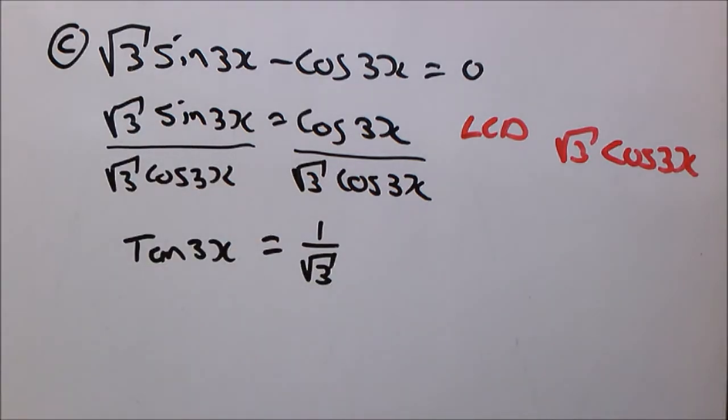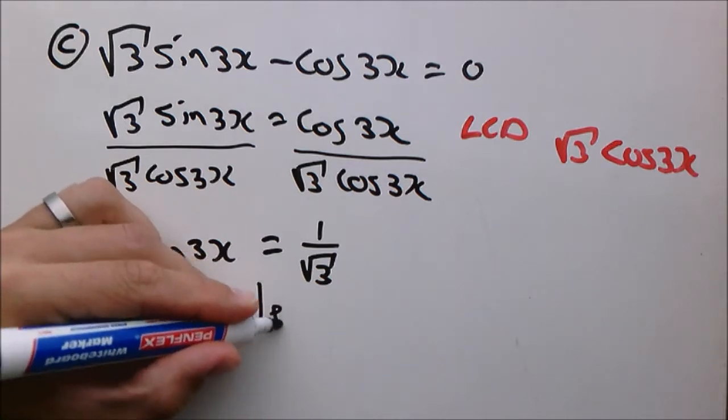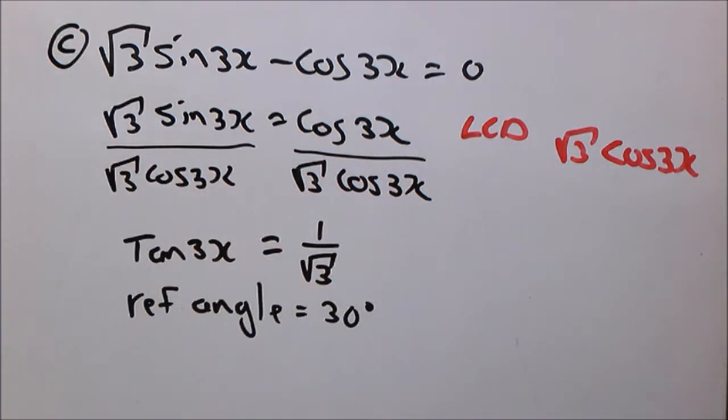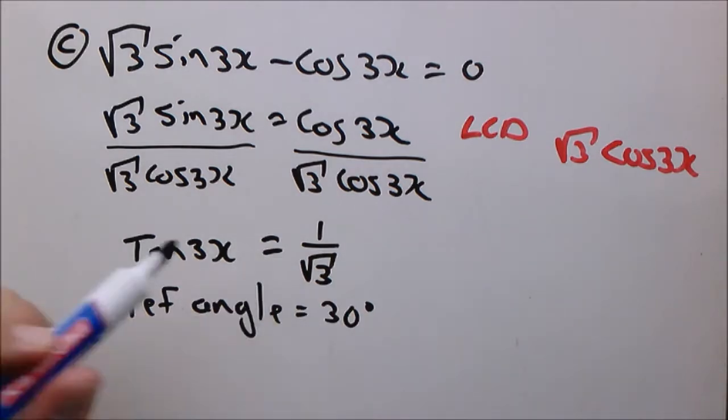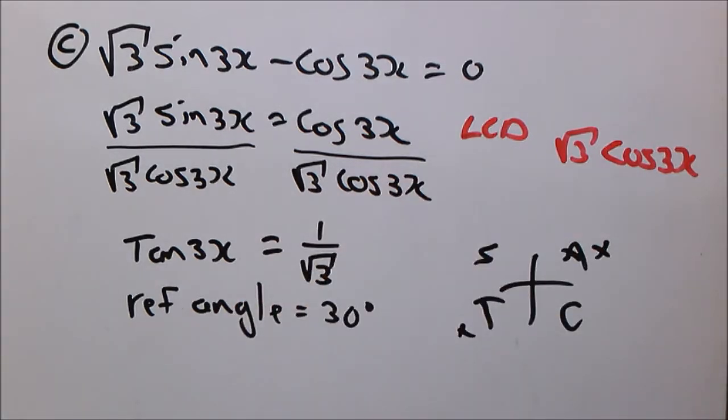Okay, from here on we need to determine our reference angle. You can use your special angles or your calculator if the question did not state that you're not allowed to use a calculator. In this case it didn't, so you can calculate it as is. So shift tan of 1 divided by square root 3, and that is 30 degrees. So our reference angle is 30 degrees, and our tan function is positive, so we are working in our first quadrant.